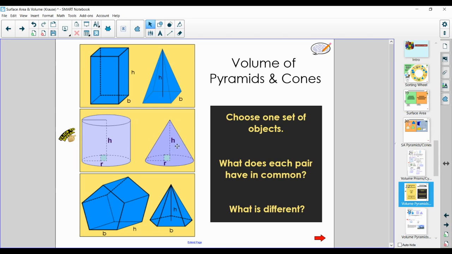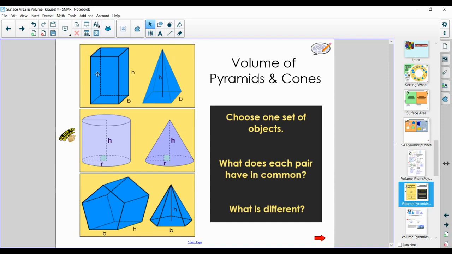I could do the same with the cone. How many cones would fit into a cylinder? How many pentagonal pyramids would fit into a pentagonal prism? And most often the guess I get is 2, but in fact it's actually 3. So 3 pyramids fit into one prism.